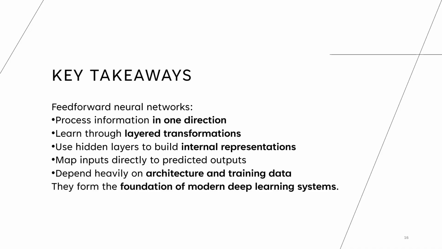Hidden layers play an important role because they allow the network to build internal representations that gradually become more meaningful. These networks can also be understood as systems that map inputs directly to predicted outputs. The behavior and capability of a feed-forward network depend heavily on its architecture, including the number of layers and the number of neurons within those layers. Training data also plays a critical role, since the patterns the network learns come directly from the examples it is given. Together, these ideas form the foundation for understanding modern deep learning systems.